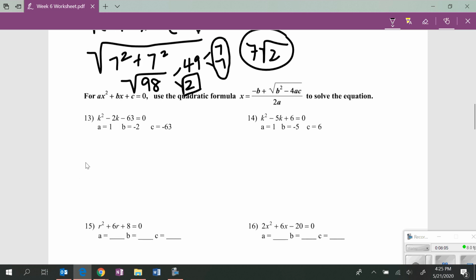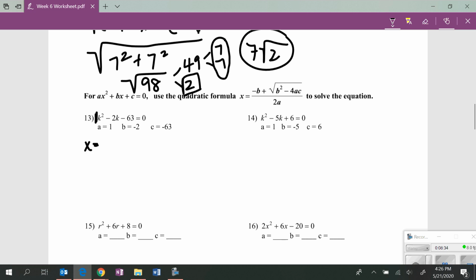so let's start with 13. It's given to us here that a is 1 because when there's no number attached to a variable, there's always an invisible 1. Okay, minus 2k, so that means b is negative 2, minus 63, which means c is negative 63, okay? Signs matter. So we're just going to plug it into my formula here.